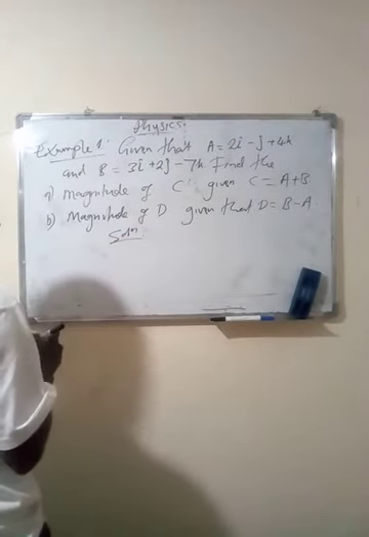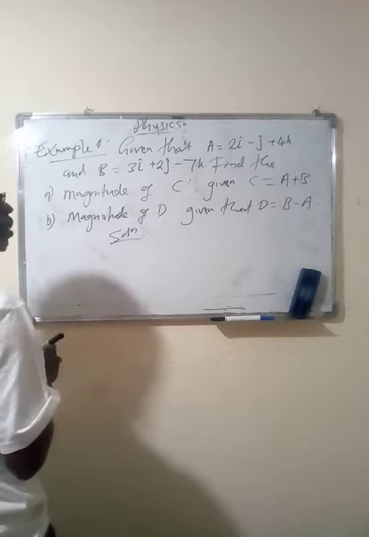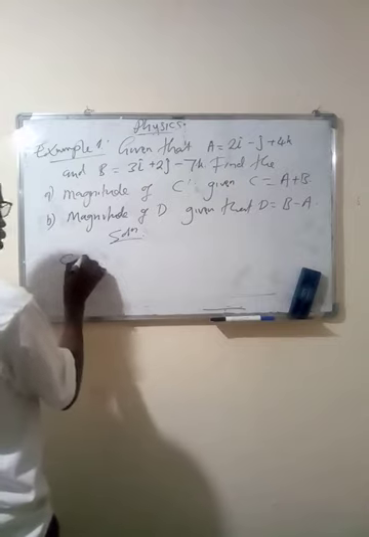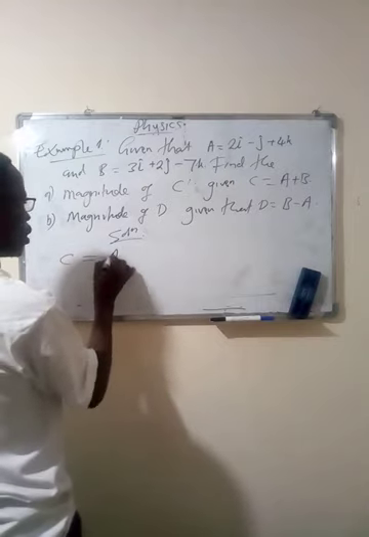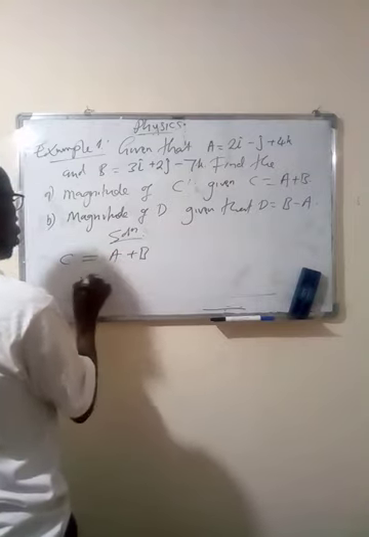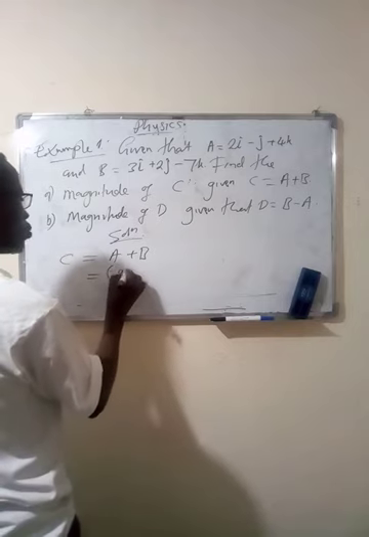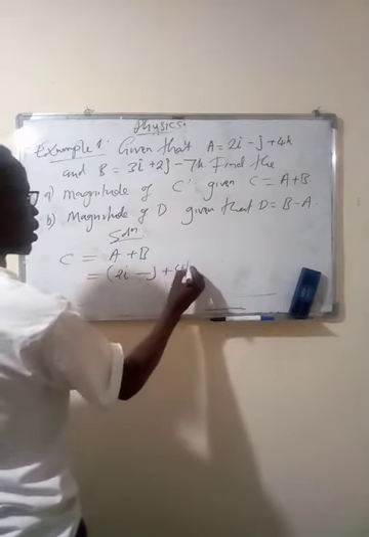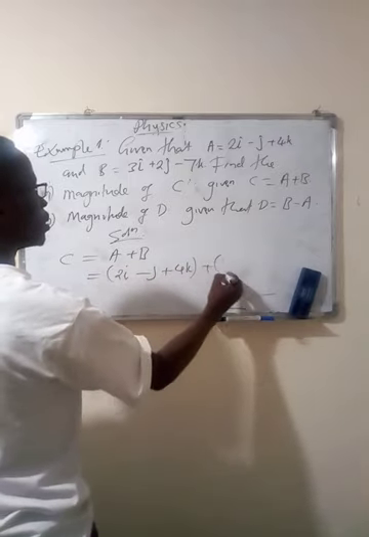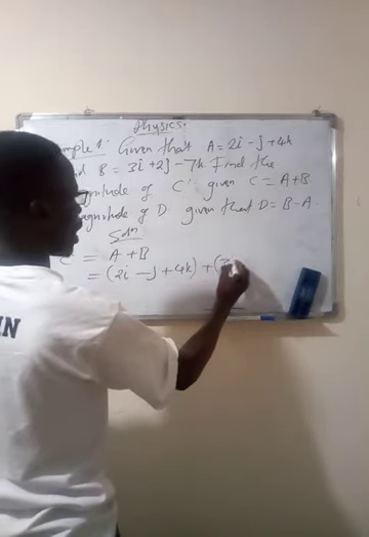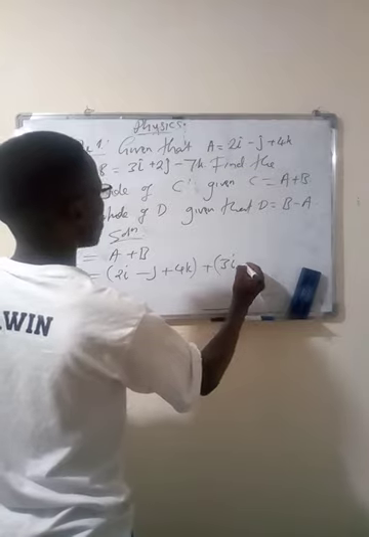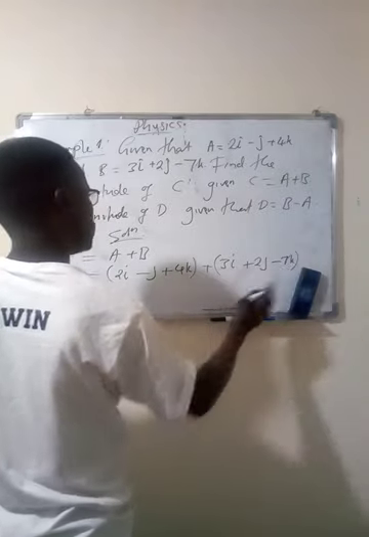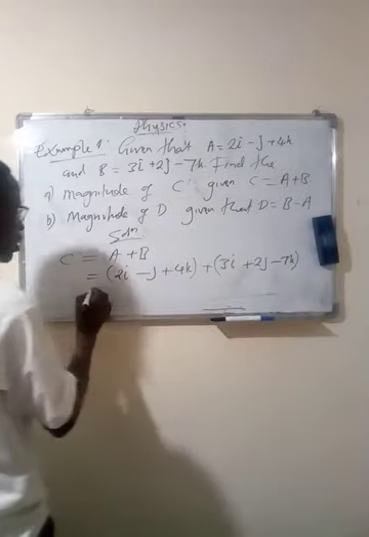So solution. I said that we find the magnitude of C given that C is equal to A plus B. So in other words, we first need to find C, which is equal to A plus B. Now our A is 2I minus J plus 4K, plus our B, which is 3I plus 2J minus 7K. Right. So let's find that.